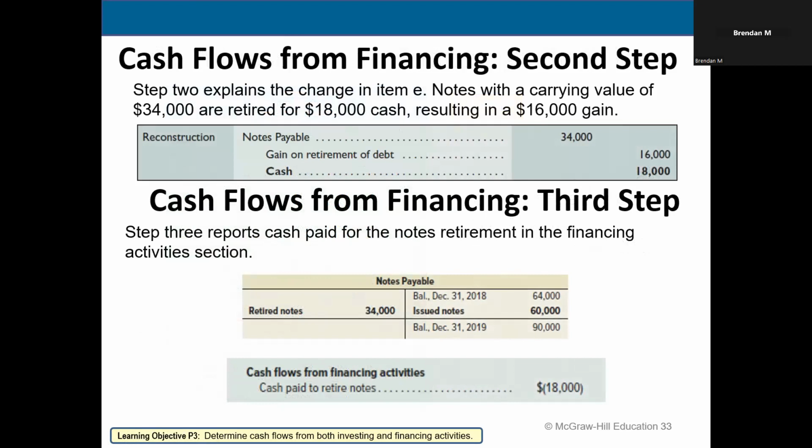Cash flows from financing. Here, we're paying down a note. We're paying down the note, $18,000. That's a negative cash flow. We spent the money. That's a negative cash flow.